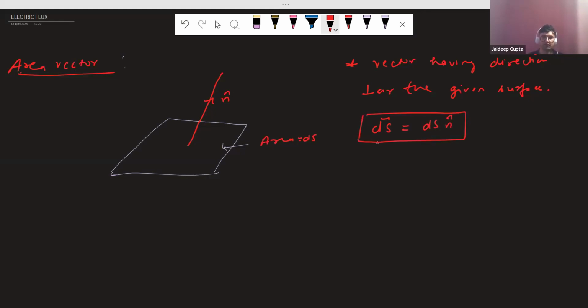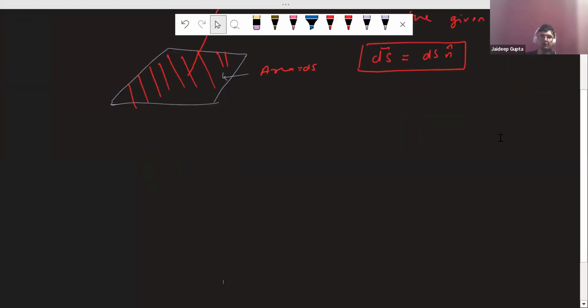The direction of area vector is always perpendicular to the given surface. So this is a surface having area ds. So the area vector will have the direction perpendicular to the given surface. Alright, is it okay? Yes.